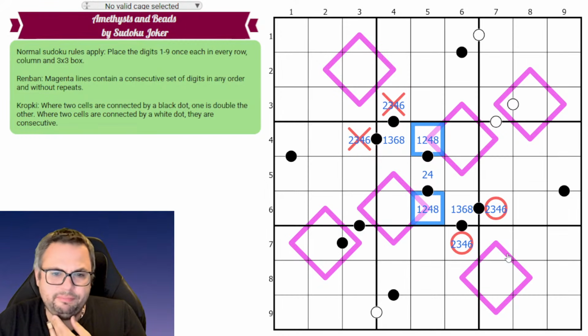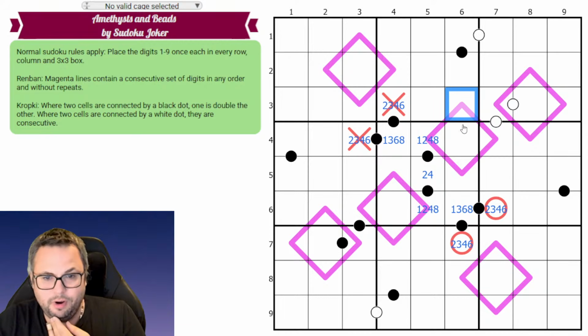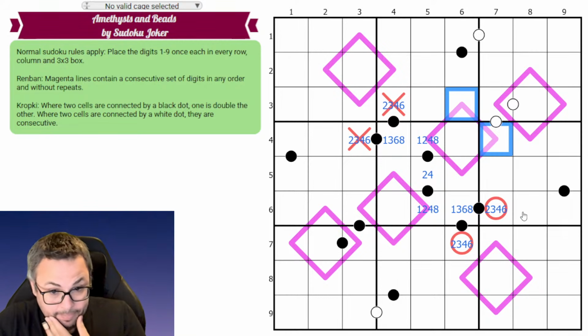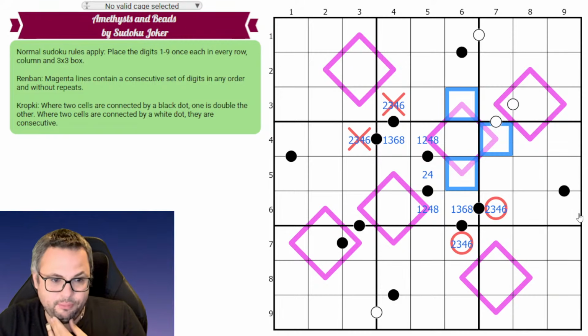So can either of these be 1? Is it somehow deeply problematic if I force myself to make this a 1, with the 2, 4 would have to go there and there. And that would be a 3.